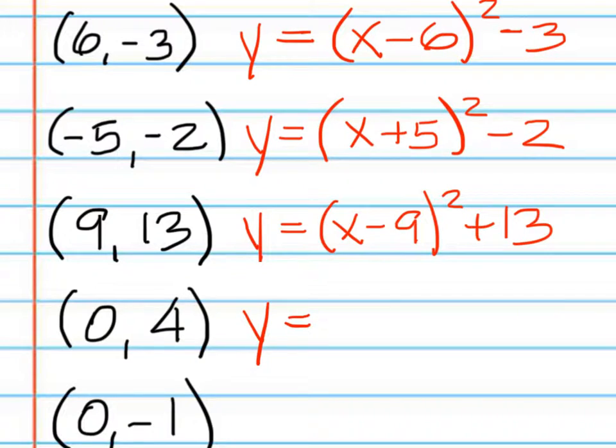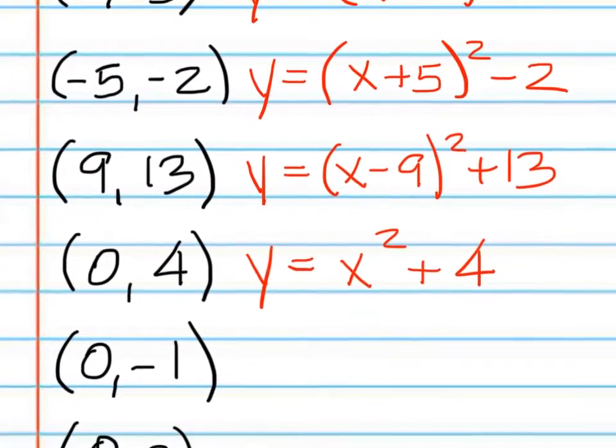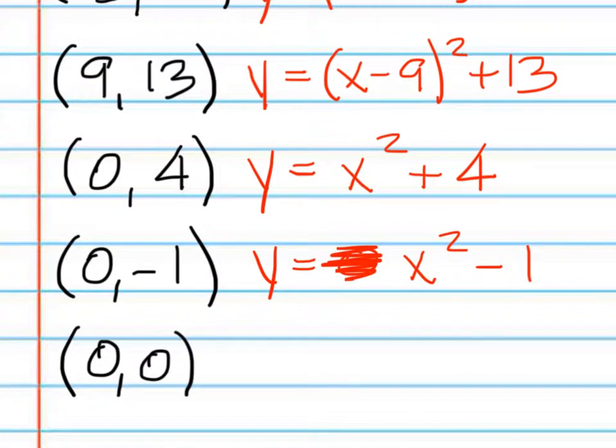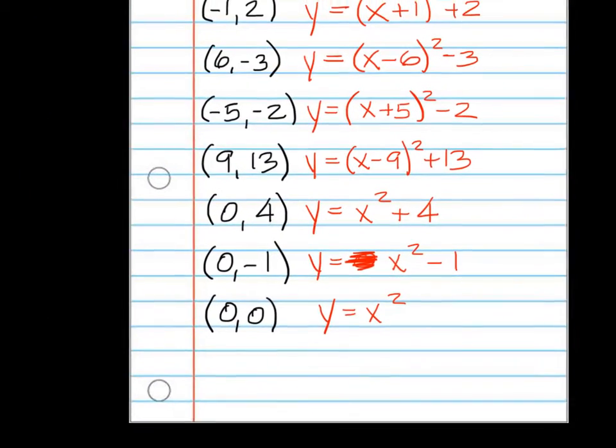The first one is 0, so that means you don't need parentheses, just an x squared, and then put a +4. Whoops, I put a 0 in this. That's not right, so we'll mark that out. We need an x squared, and then -1. And the last one, 0, 0, is just y equals x squared.